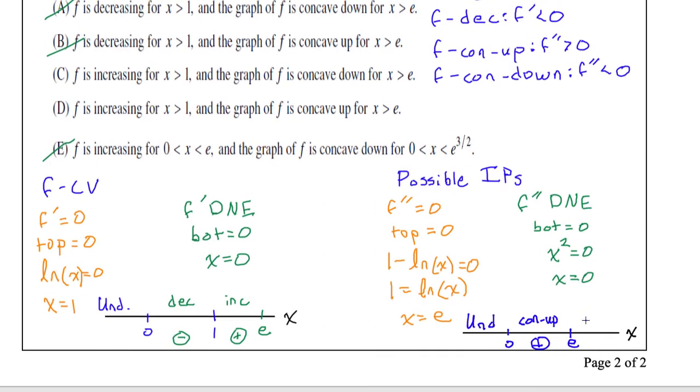This is going to be an inflection point. This is going to be concave down, and we have our answer. It is concave down. The correct answer is C. It is concave down, and that concludes self-check 3.4.